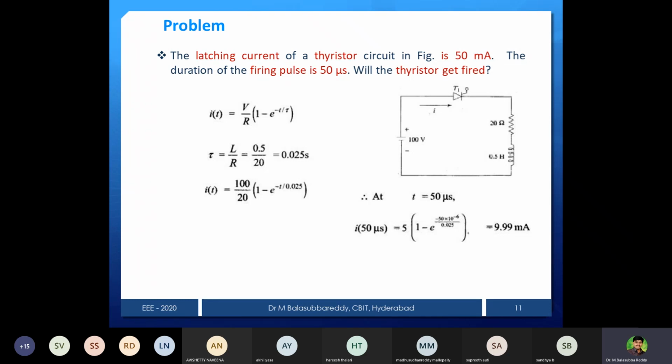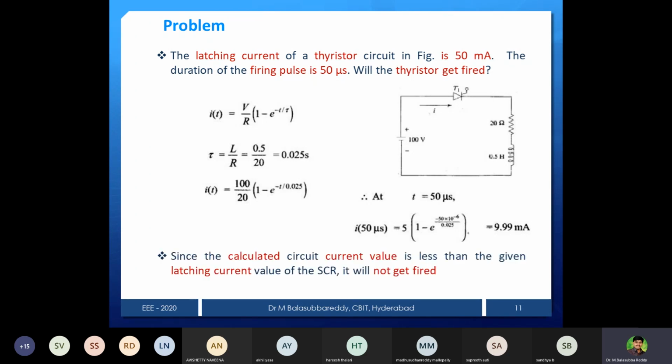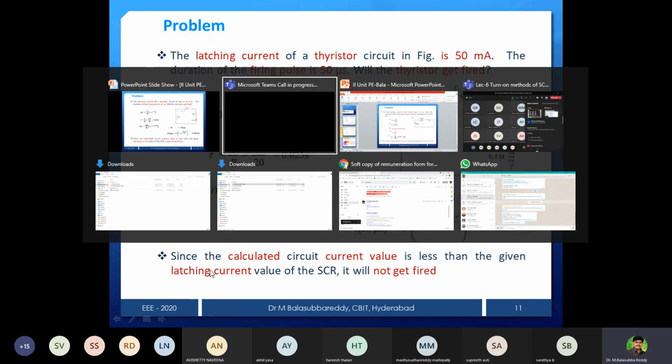So that time is not sufficient for the thyristor current or anode current to reach the latching current. That's why the thyristor is going to turn off. So that is the only reason. Here you can see the value of the current is less than that. That's why it will not fire. So that is the thing we can see in this case.